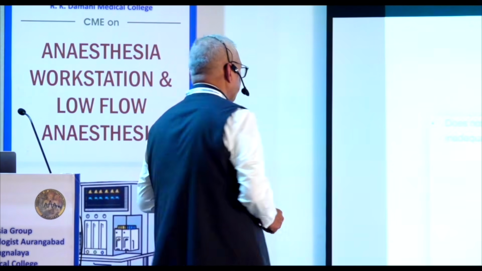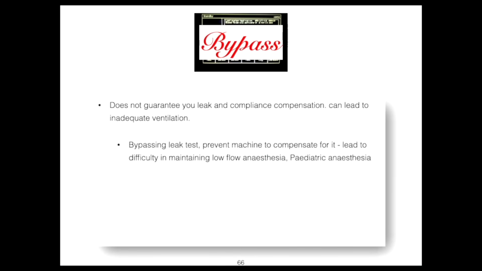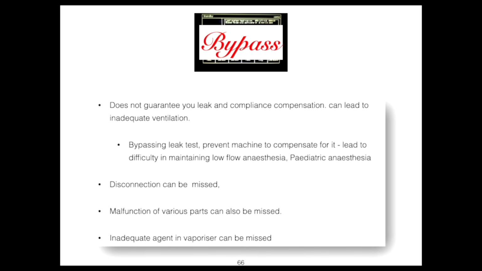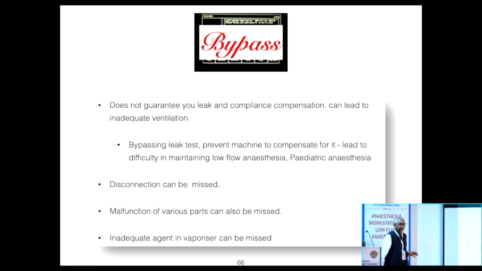When you bypass, all these functions would not be happening. It does not guarantee a leak compliance test. You will even miss the disconnection. Sometimes it happens, right? You started pre-oxygenation and the hose had come out of the inspiratory line. So disconnections can be missed, malfunctions of various parts can be missed. That is why many advanced anesthesia machines do not allow you to bypass the test more than 8 times. They thought, these people will keep doing it, so after 8 times they will not allow you to work without a pre-test. But we should do it every time. And we should do it ourselves.